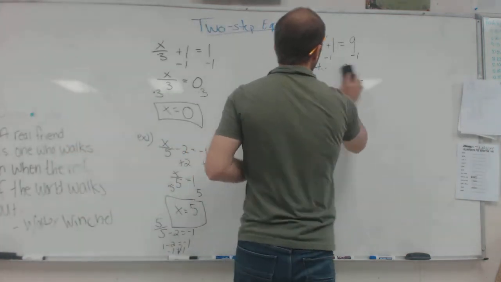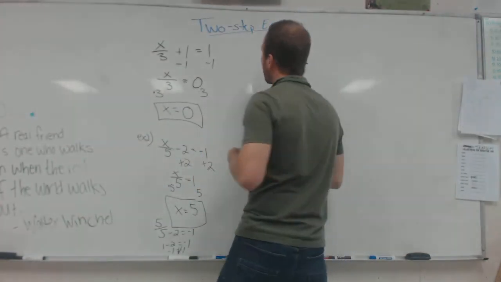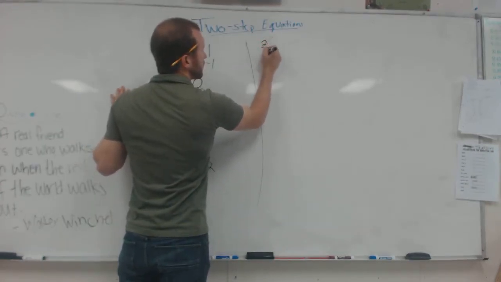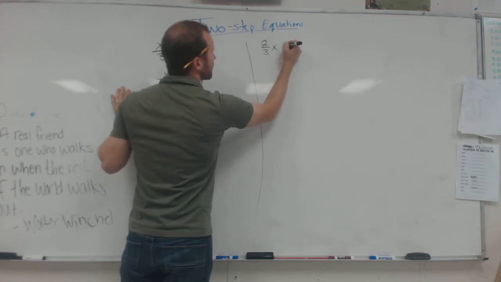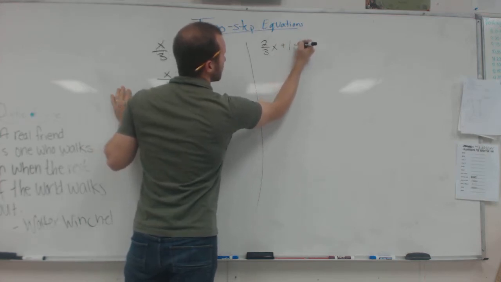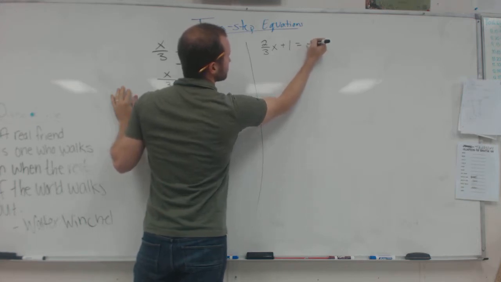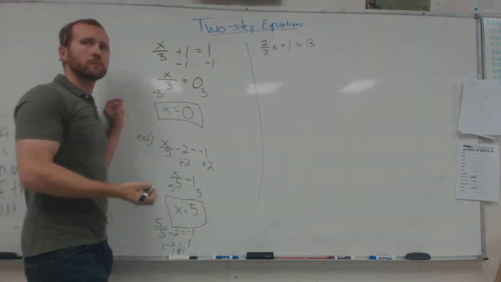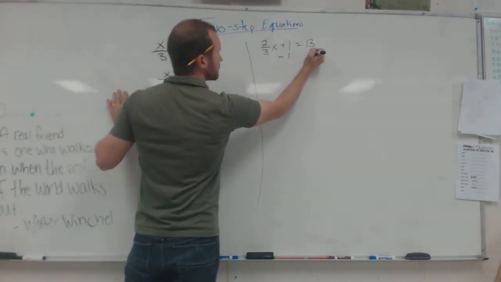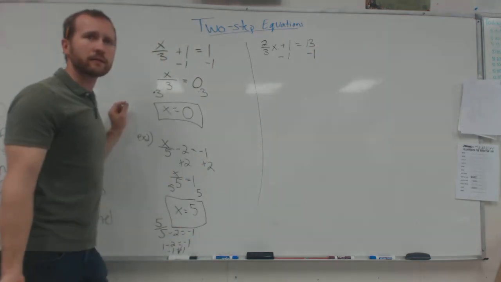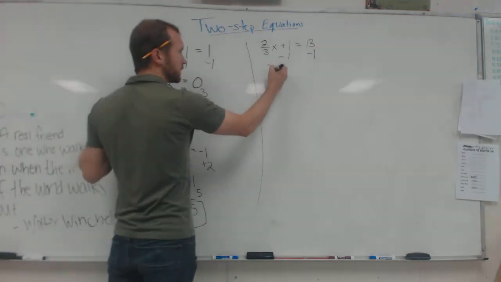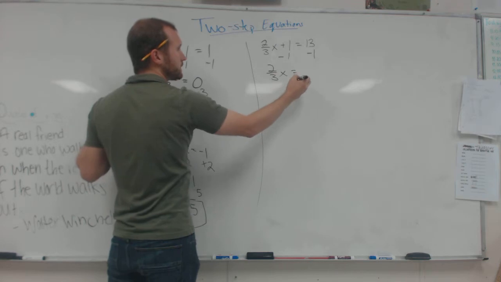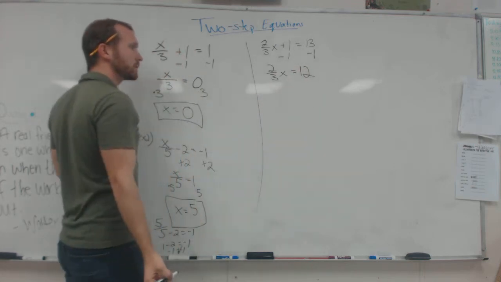All right, what if we had a whole fraction like this? 2/3 x plus 1 equals 13. Subtract 1 from both sides. What's left on the left? 2/3 x. I got rid of this extra number here. 13 minus 1 is 12.